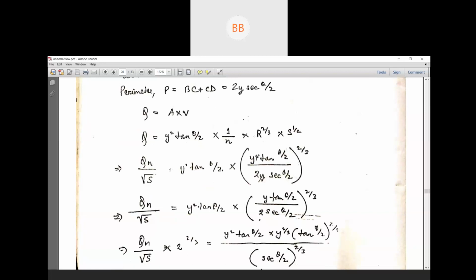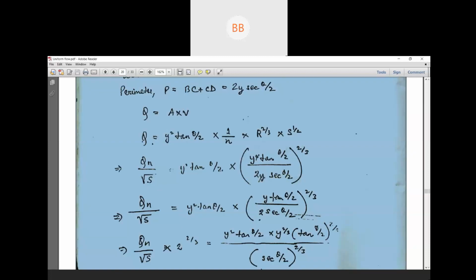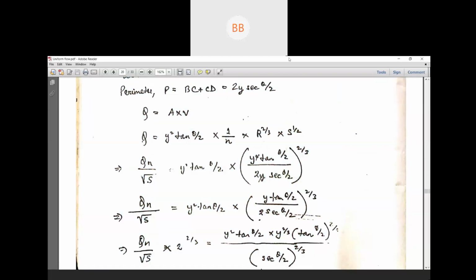Okay. So then we bring it out here, so it will be multiplied, and if you bring the slope and this n value to the left hand side, it will be multiplied and the slope will be divided. Okay. So s to the power half, or root s, is the same, and what will be left out is y square tan theta multiplied by r. R is nothing but area by weighted perimeter.